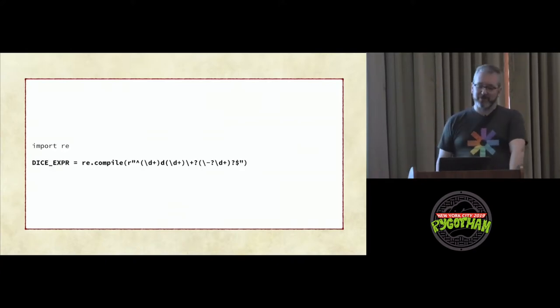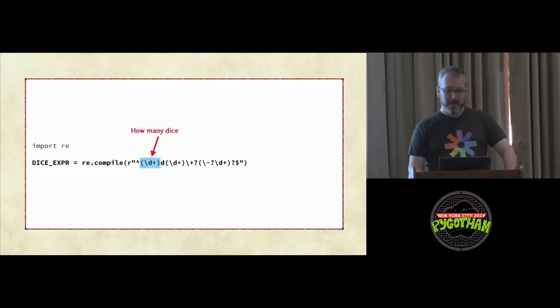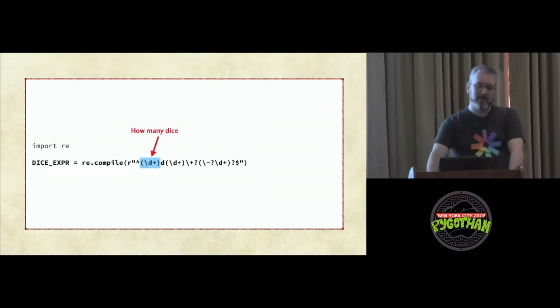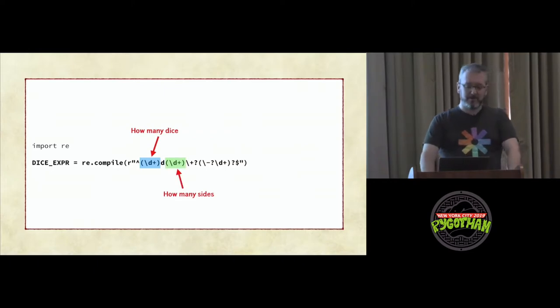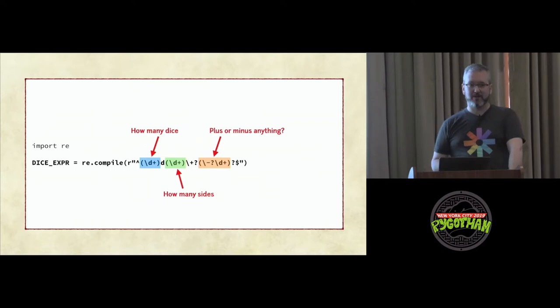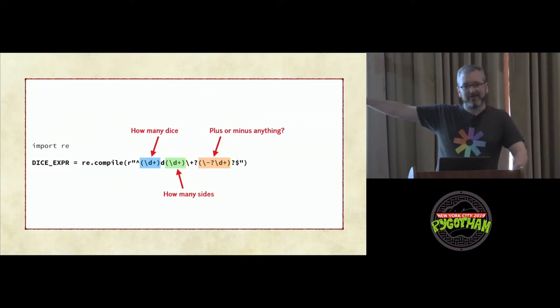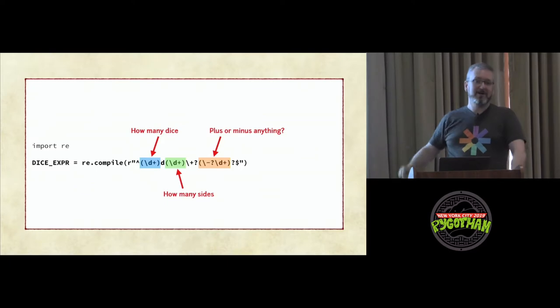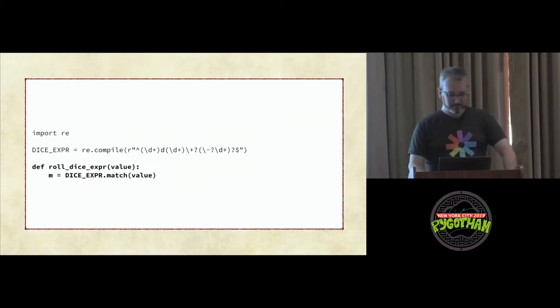So this regular expression tries to parse a string into how many dice we're going to roll, how many sides the die will have, and whether we need to add or subtract anything from the total. We use those parentheses to isolate the groups that we're going to remember for later. We don't want the plus inside the last group because it won't turn into an int nicely, but we do want the minus if it's there. So that's why it's on the inside of the parens.